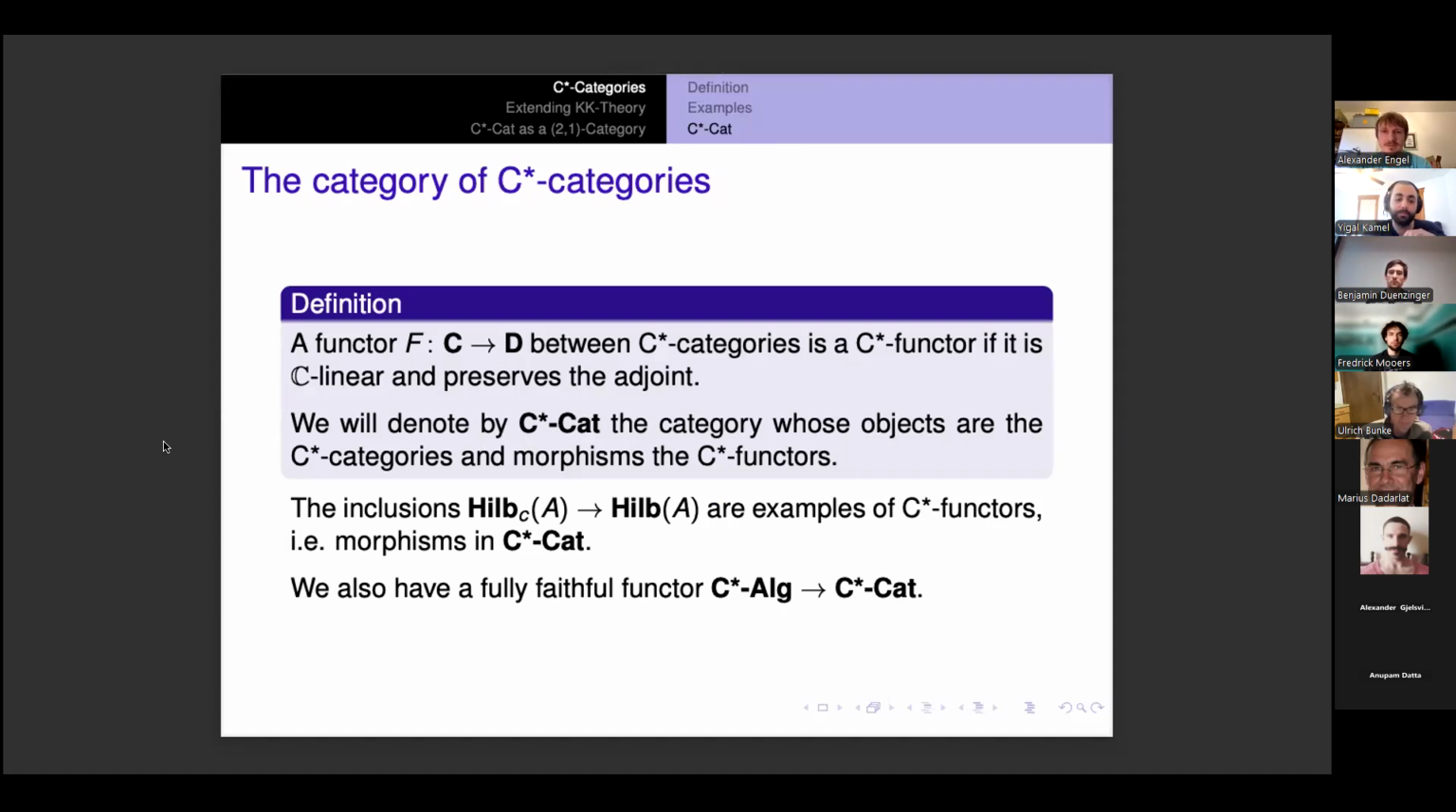Okay, before I go on with why we want to consider C-star categories, do you have any questions up to now about the basics, about the definition? Nobody, perfect.